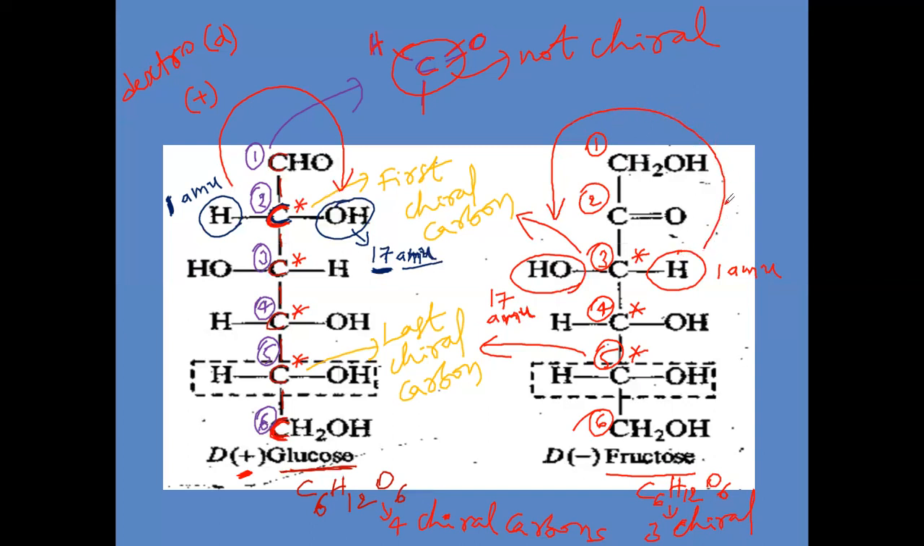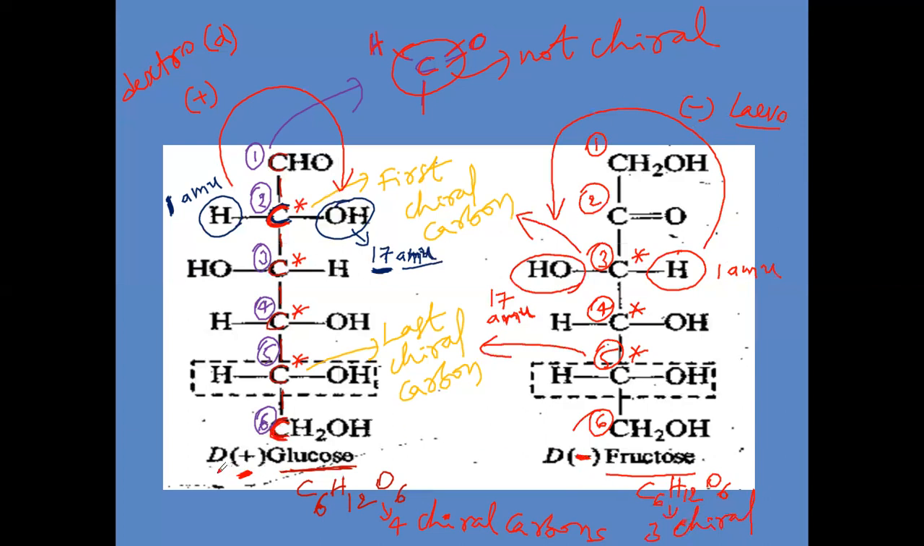Whenever this curved arrow goes anti-clockwise, from hydrogen to the OH group, it will be called the minus form. Minus means laevo form, small l, otherwise minus. What does this minus indicate for fructose? The fructose solution will rotate the plane polarized light towards which side? Left side. The fructose will rotate the PPL towards the left side. That's why here it is minus.